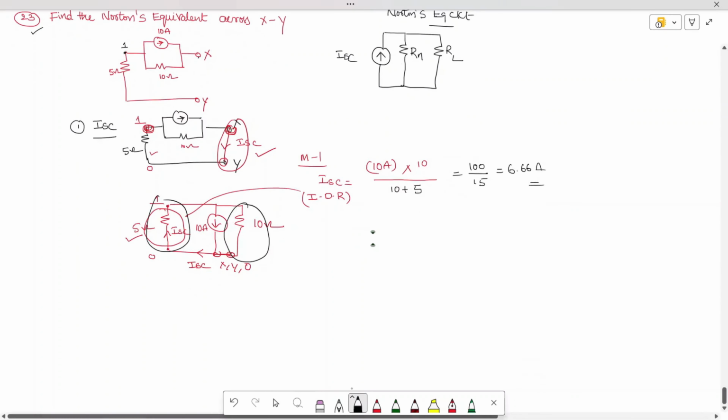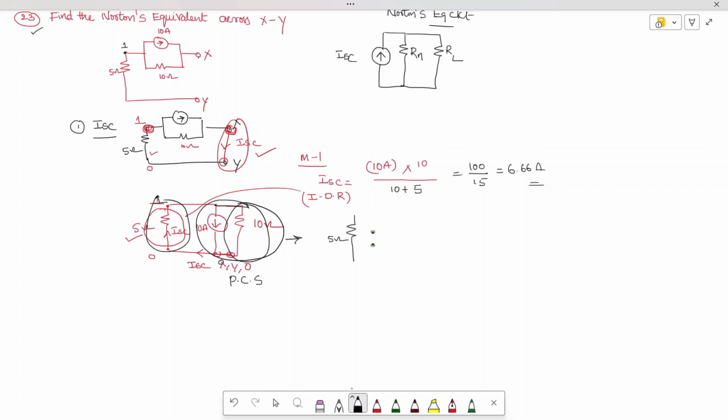You can solve it by nodal also, but no need. Just see here, which node? The first node, between 1 and 0. I am redrawing it for more clarification. This is a 5 ohm resistor, and here I have a current source parallel to a resistor, which is a practical current source. I'm going to use the source transformation technique between the first node and the zeroth node. This is the first node, and this is the zeroth node, or X node or Y node.